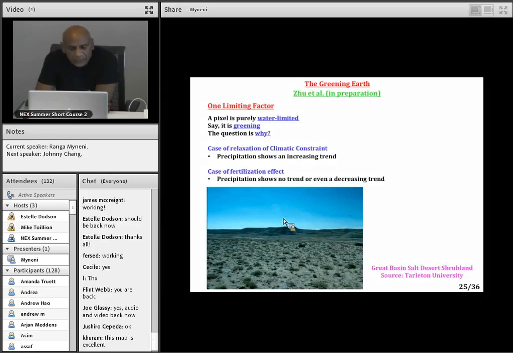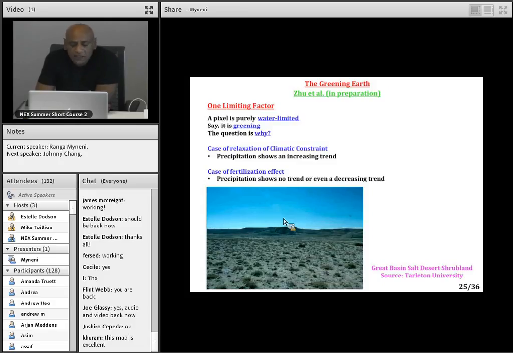And to find the correct answer, what we do is we analyze a time series of precipitation that overlaps with the NDVI time series. If we see that precipitation has increased over this 30-year period, we can attribute the greening at that location to relaxation of a climatic constraint, because the vegetation in that location is constrained only by the availability of water, and precipitation has increased. That's what Myneni et al. were talking about in their paper.